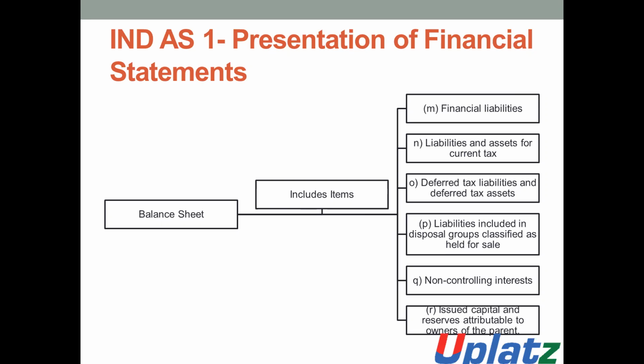The balance sheet includes fixed assets such as plant and machinery, furniture, building, land, intangible assets such as goodwill, patent, copyright, franchise, deferred tax assets, deferred tax liability, trade loans, borrowings, investments, financial instruments, non-controlling items, financial liabilities, bank overdraft, bank balance, cash and cash equivalents, and there are many other items which are included in the balance sheet.